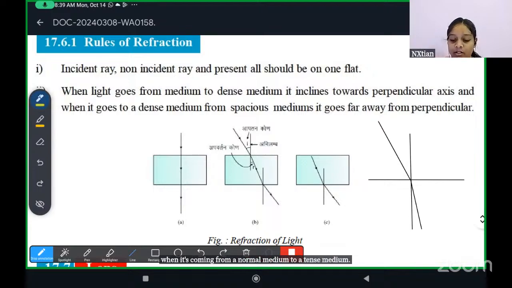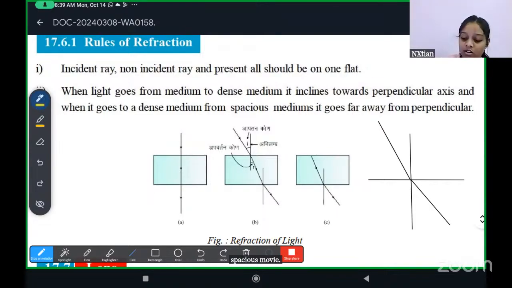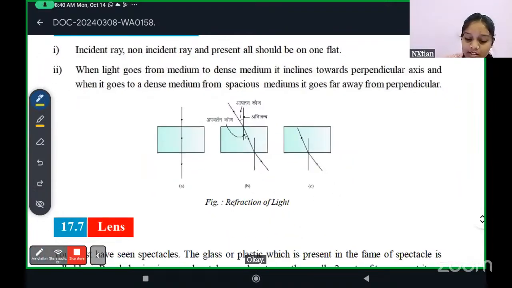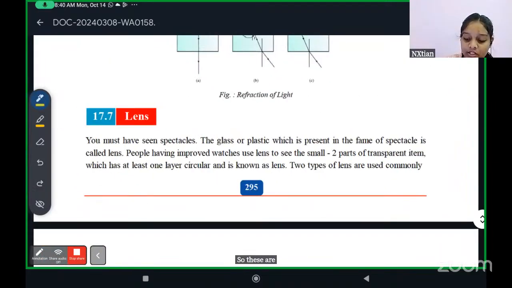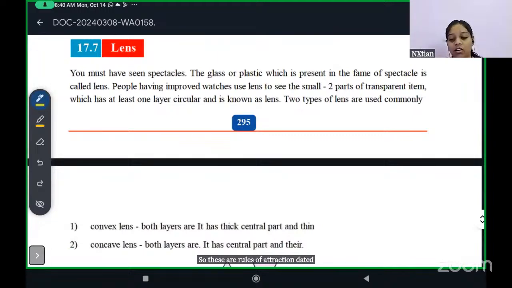But when it's going from a dense medium to a spacious medium, what happens? It goes away from the perpendicular. It goes away from the perpendicular when it goes to a spacious medium from a dense medium. All right, so these are the rules of refraction. We did that. Now the lens part.